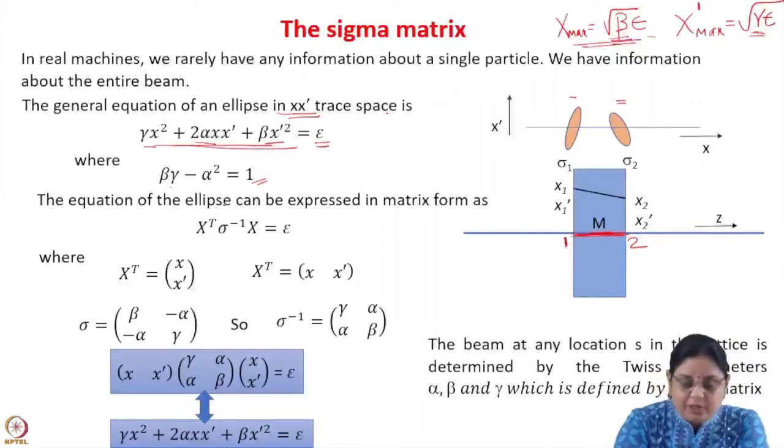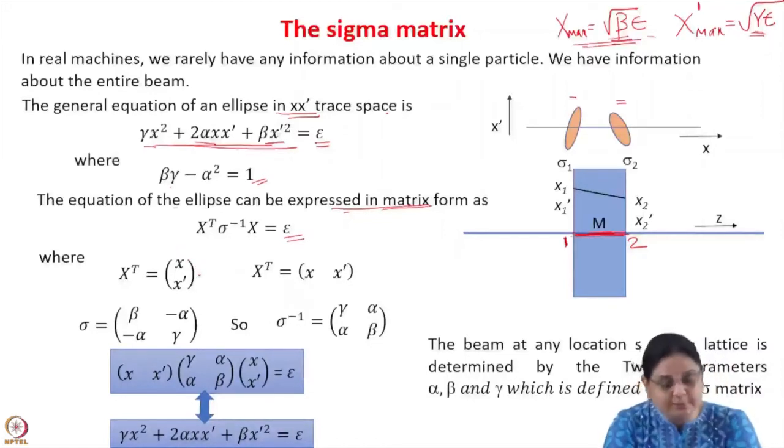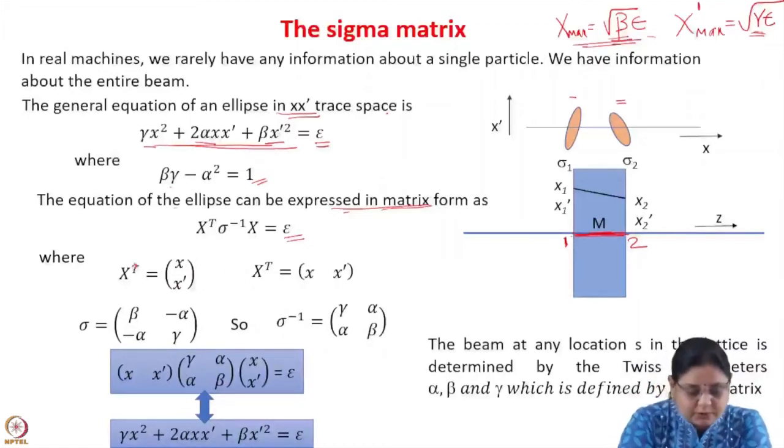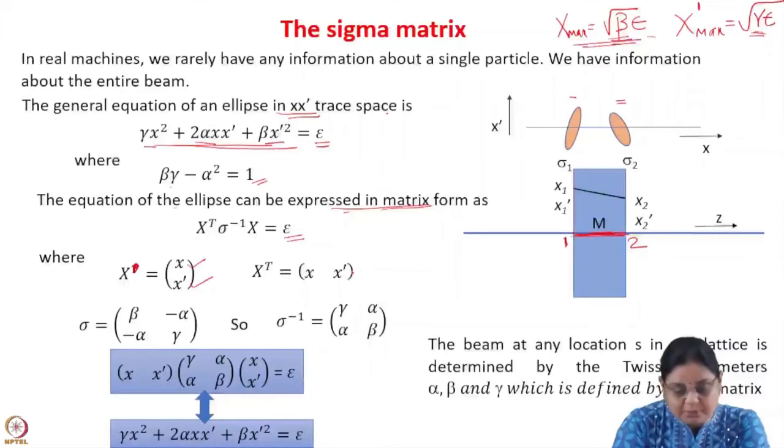Now, the equation of the ellipse can be expressed in matrix form as x transpose sigma inverse x is equal to epsilon, where x here is the coordinate of the particle. X is written as x, x prime, so it is the position and the divergence of the particle. X transpose can be written as x, x prime, the transpose of the matrix.